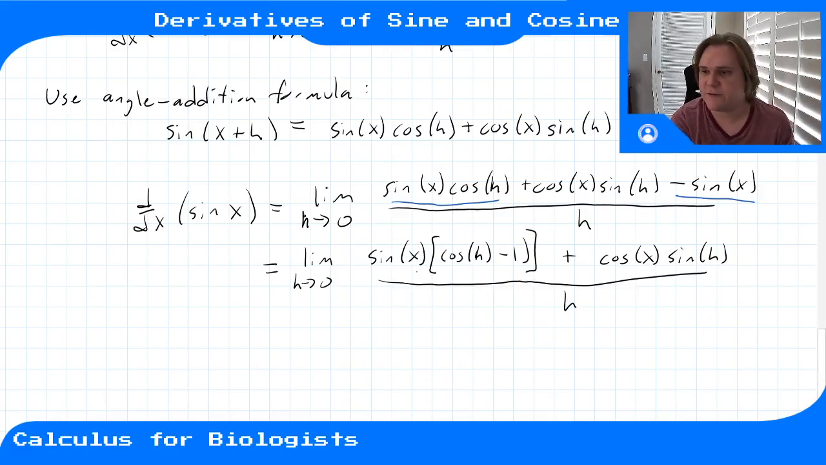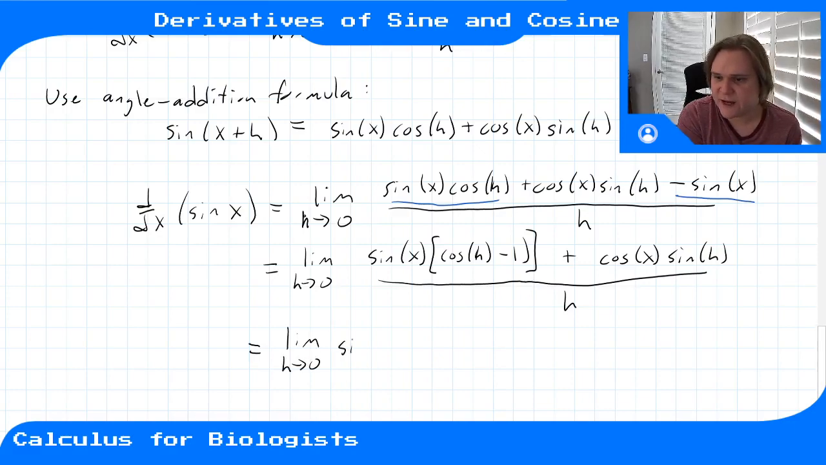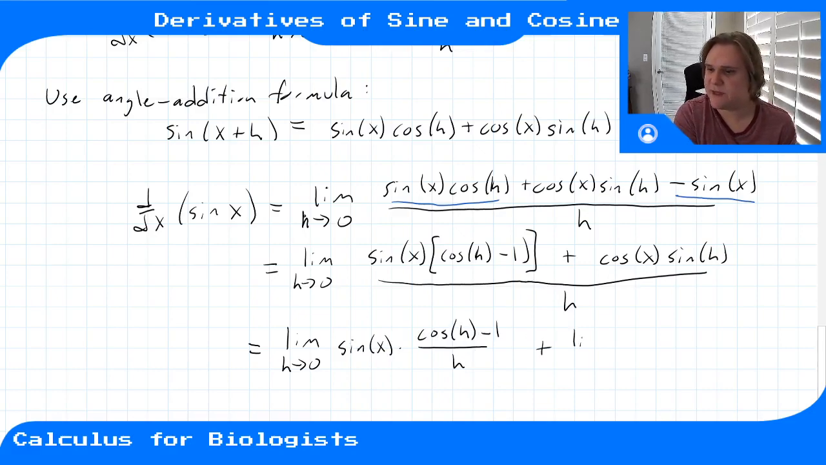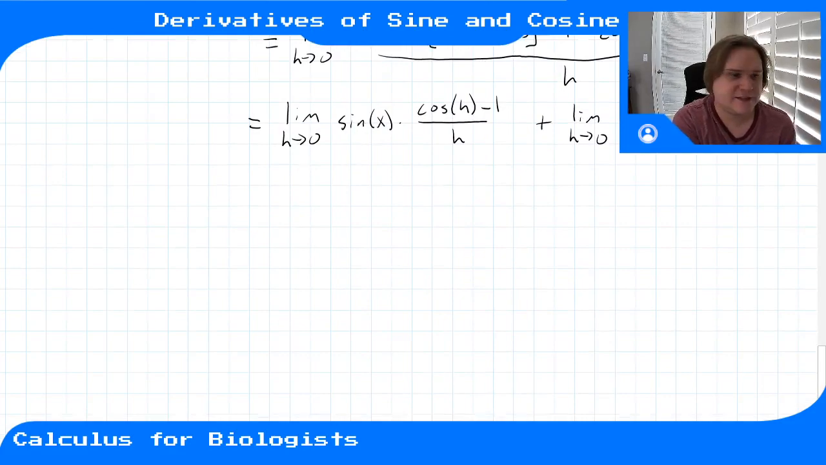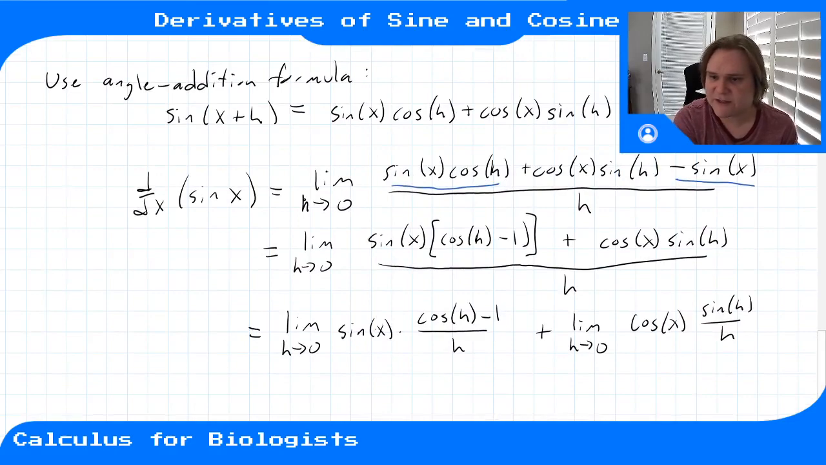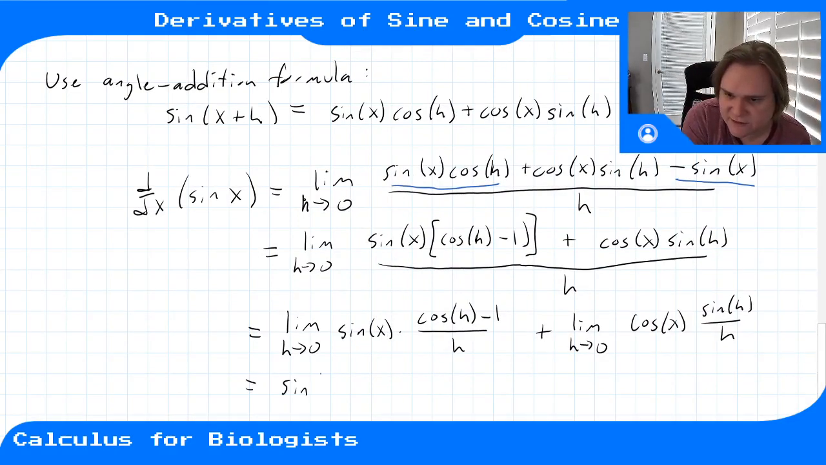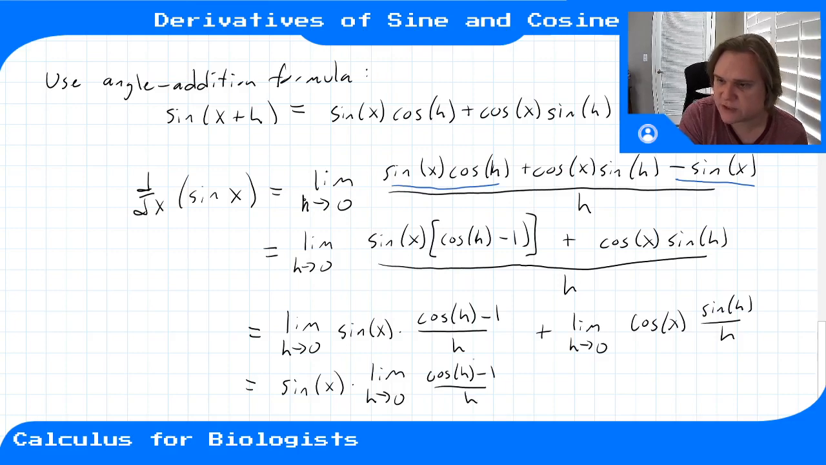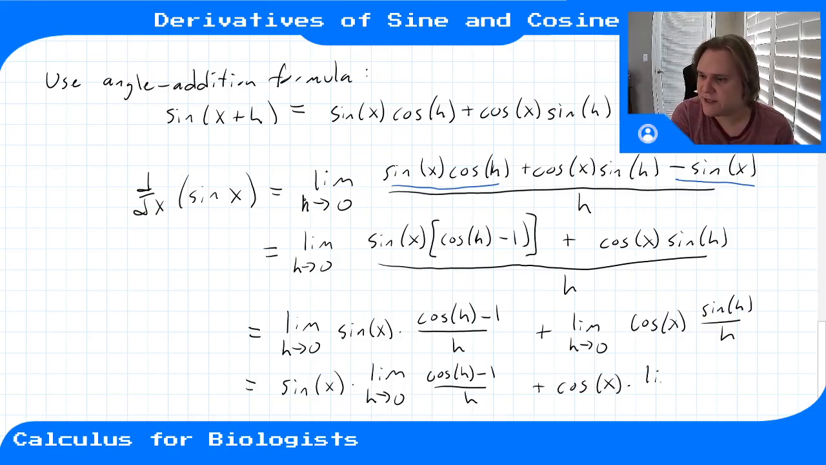Okay, and then we'll split these up, and we'll note that sine of x doesn't depend on h, and cosine of x doesn't depend on h. So we'll have the limit as h goes to 0 of sine of x times cosine of h minus 1 over h, plus the limit as h goes to 0 of cosine of x sine of h over h. Sine of x doesn't depend on h, so we can pull it out of the limit. So this gives us sine of x times the limit as h goes to 0 of cosine of h minus 1 over h. Same thing here, cosine of x doesn't depend on h, so we can pull it out of the limit, plus cosine of x times the limit as h goes to 0 of sine of h over h.